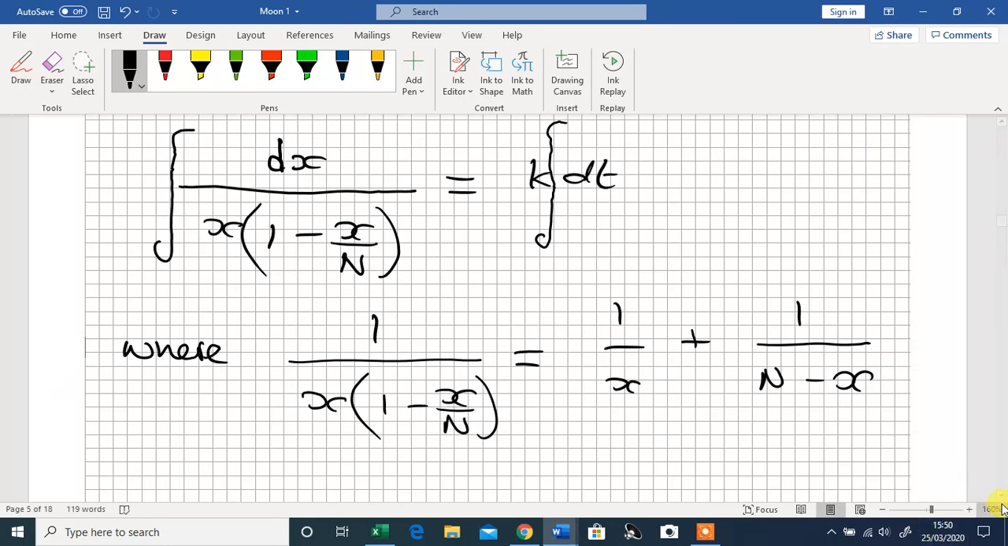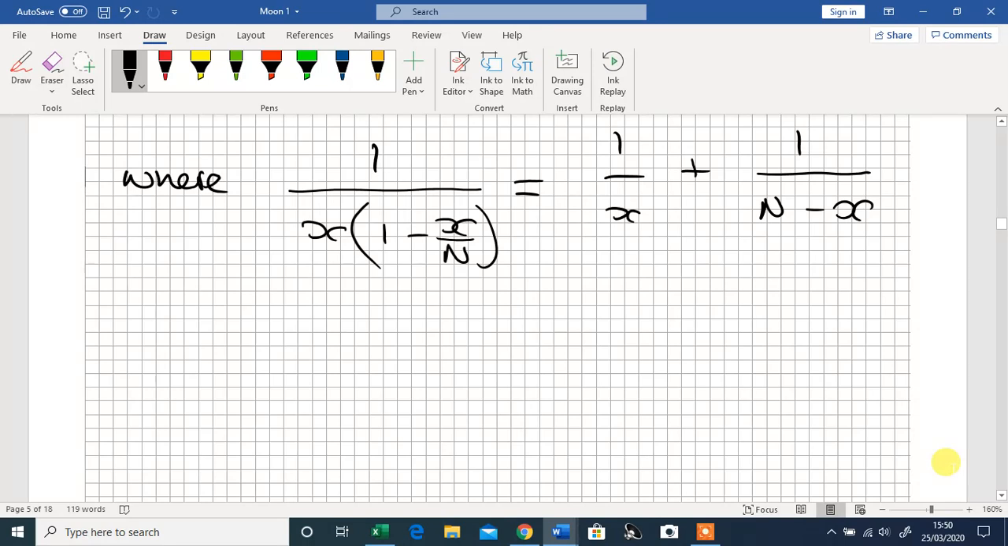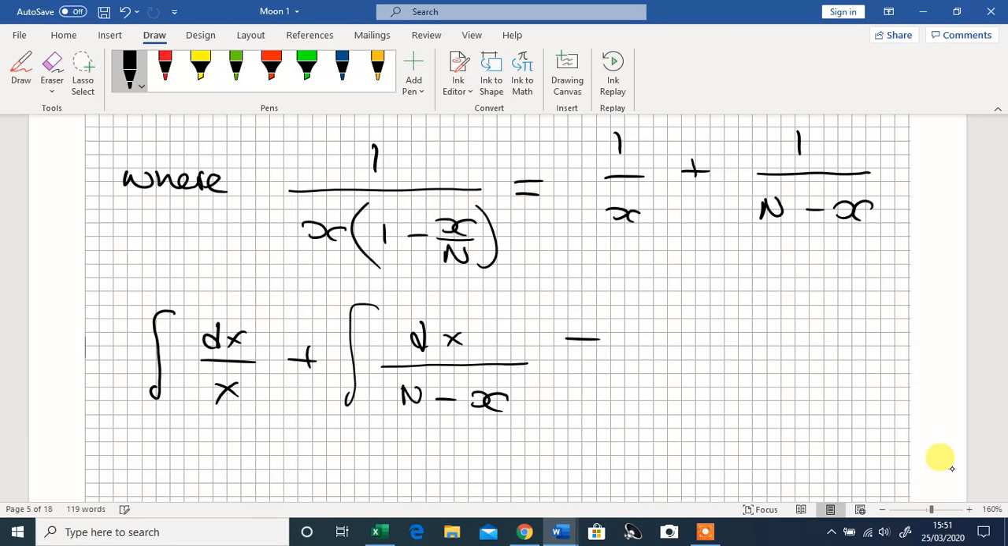So we can express the left-hand side as the integral of dx over x plus the integral of dx over n minus x, which is equal to k times the integral of dt.